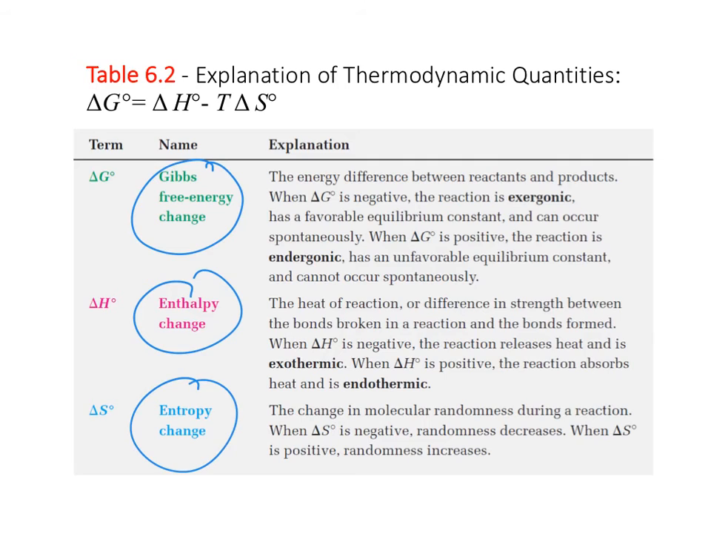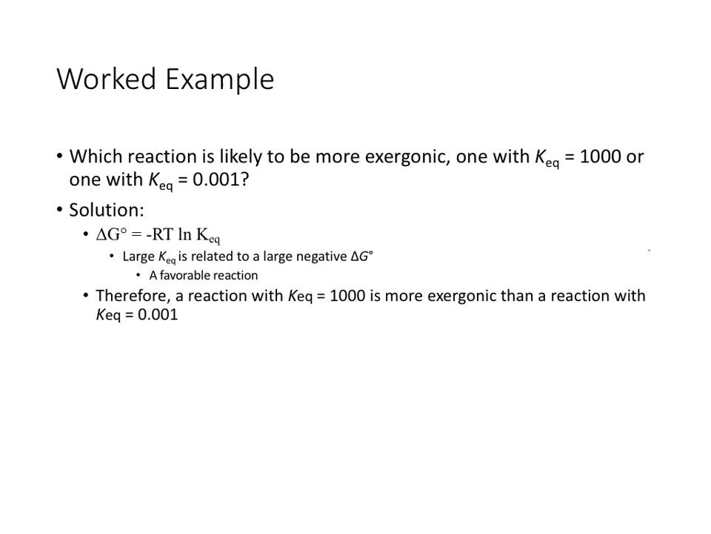And then entropy, the delta S term, refers to the molecular randomness during a reaction. When delta S is negative, randomness decreases. When it's positive, randomness increases. So increased randomness favors spontaneity, and exothermic reactions favor spontaneity.